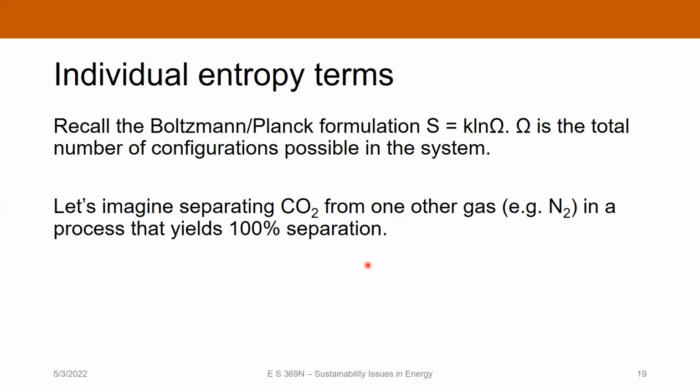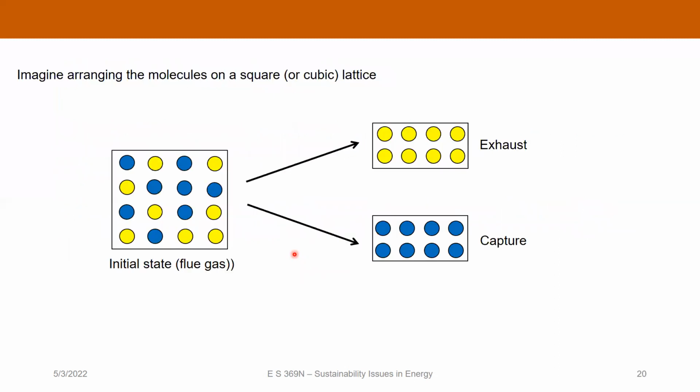Now, what are those individual entropy terms? Well, we can write those in terms of the total number of configurations in the system by utilizing this equation here. So let's imagine separating CO2 from another gas like nitrogen in a process that yields 100% separation. Forget about inefficiencies right now. Blue is the CO2 and yellow is the nitrogen. Here's the initial state: we've got nitrogen and CO2 molecules randomly arranged on some sort of cubic lattice. And when they come out the other side, we only have nitrogen in the exhaust and only CO2 in the captured stream.